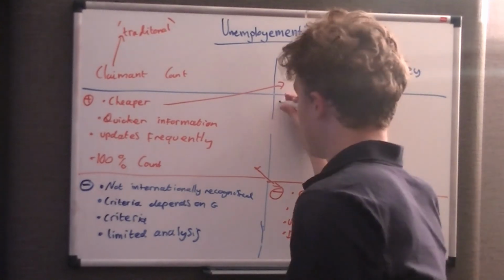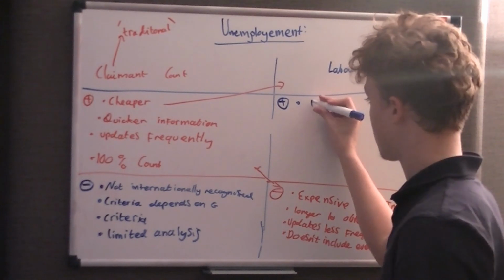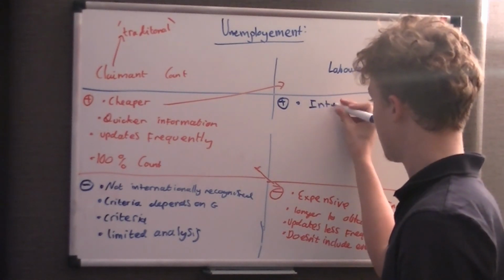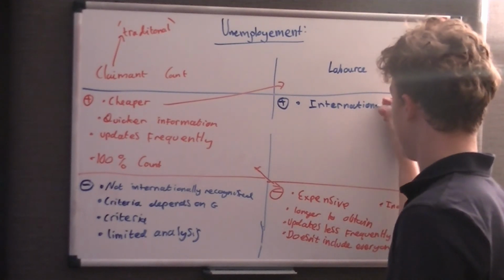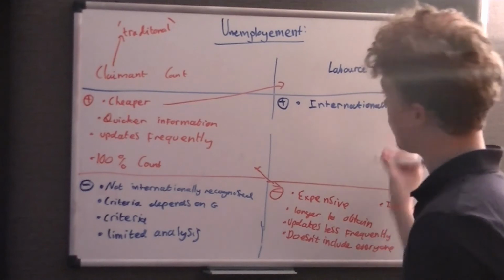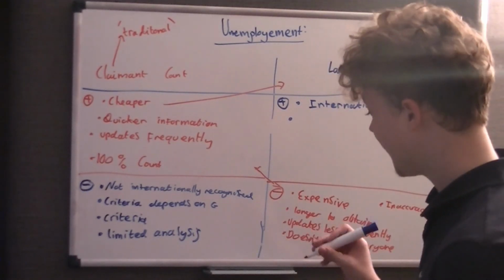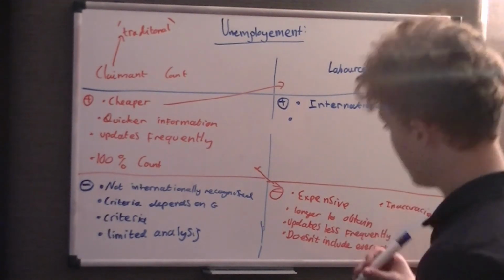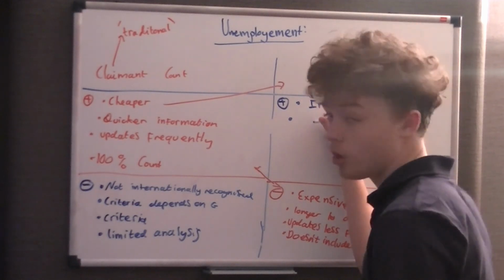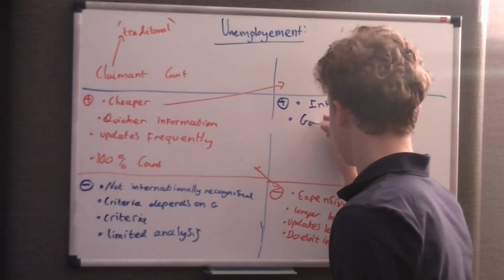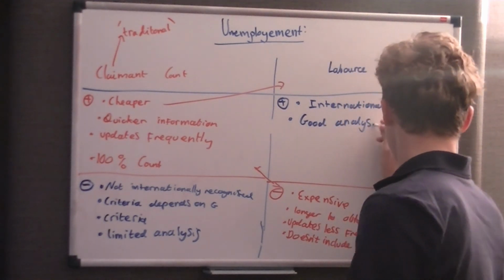Now the advantages of the labour force survey, you sort of flip these on their head. This is internationally recognised. It's internationally recognised because the labour force survey covers everyone who is out of work and between the working ages of 16 and 65. Now, obviously, we can switch these on their head. So this has got good analysis, so we can know if someone's at work, what they did. So good analysis of the individual.